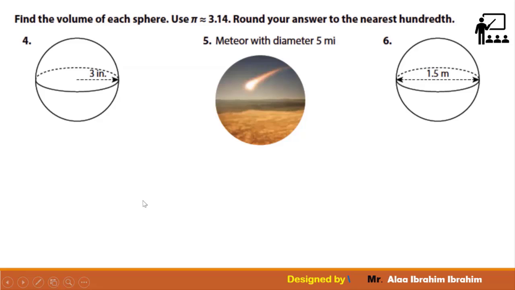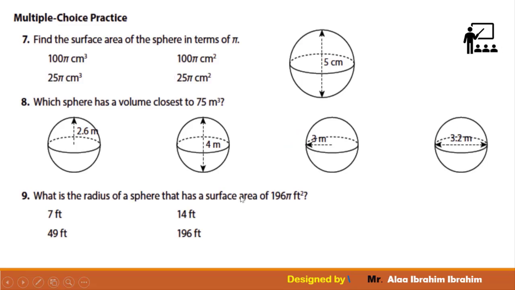I need your steps. Find the volume of each sphere. Your pi is 3.14. Round the answer to the nearest hundredth. So I want to find the volume here. Remember the volume is 4 over 3 pi r to the power 3. And here the radius. Here I'm dealing with diameter. So 2.5 is my radius. And here my diameter again, 1.5. So 0.75 is my half. You divide it by 2. So take this answer and replace it in 4 over 3 pi r to the power 3 and bring the answers. The same for everything.